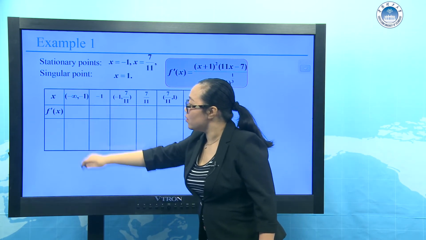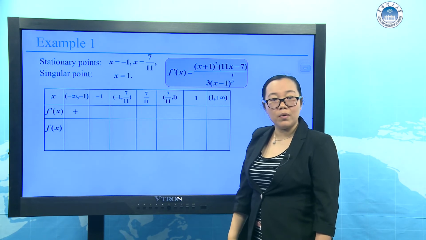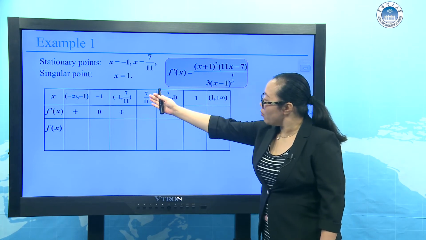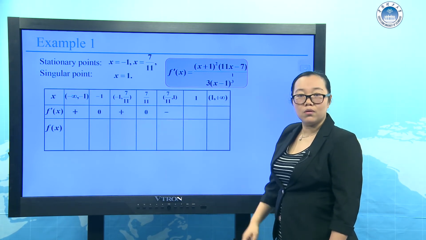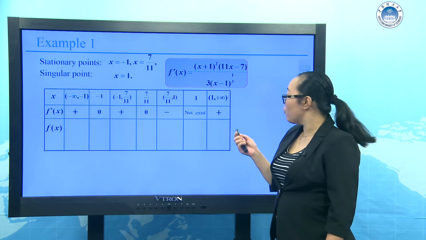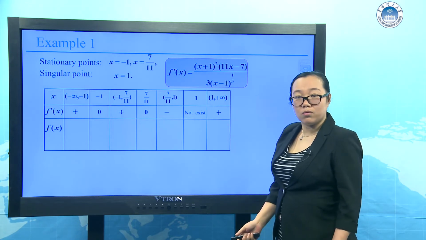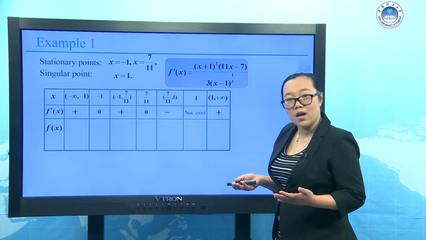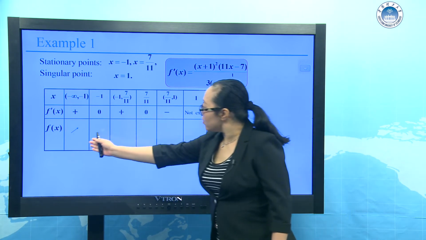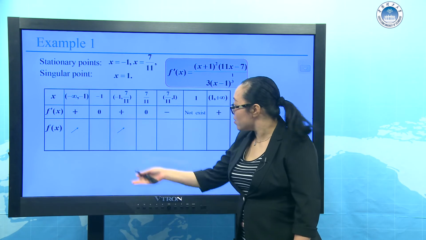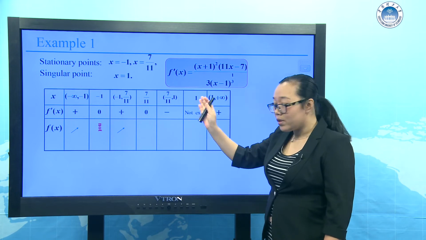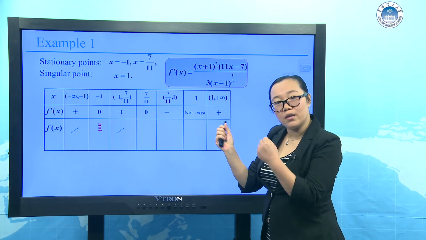For x in this interval, f prime is positive. At this point it is 0, then positive, 0, then negative, then does not exist, and less than 1 at this time positive. How to determine? Yes, consider the signs around the stationary point or singular point. This is increasing, this is increasing, so the point is not a local extremum. Increasing on both sides means the same signs.